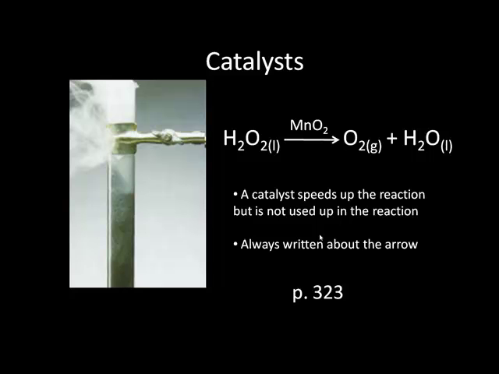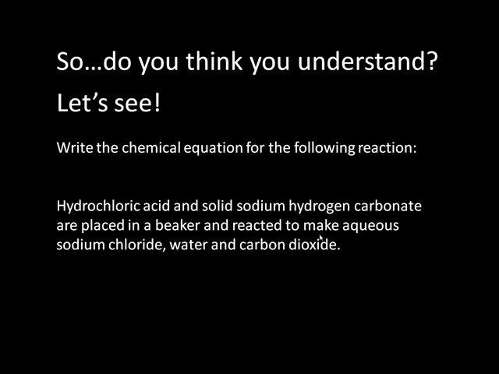Okay. So do you think you're ready for a problem? Here we go. Hydrochloric acid, and solid sodium hydrogen carbonate are placed in a beaker and reacted to make aqueous sodium chloride, water, and carbon dioxide. Let's try to make the skeleton equation. First, we have to find the formulas of each of the reactants. HCl is the first one. Don't forget the AQ for dissolved in water. Most acids are. Sodium hydrogen carbonate, NaHCO3, is the second reactant.